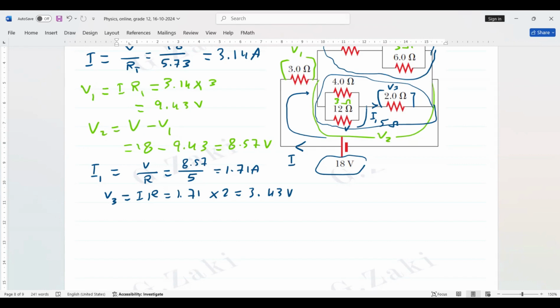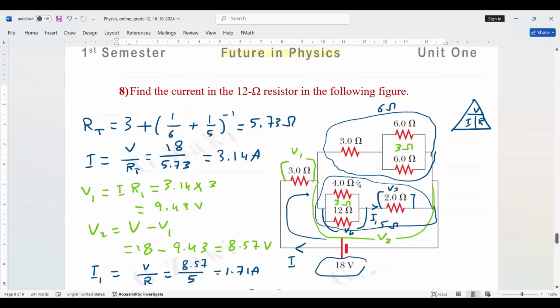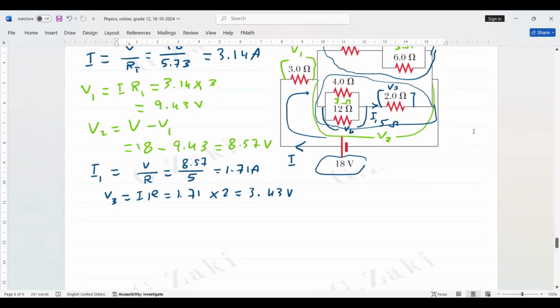Now we can get the voltage around this branch, which we can say is V4, here for the parallel circuit. Because the question is to find the current in the 12 ohm resistor, we need the voltage. Then V4 equals V2 minus V3. V2 is 8.57 minus V3 is 3.43. So 8.57 minus the answer. It's 5.14 volt.